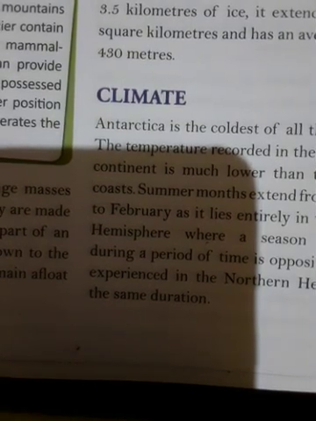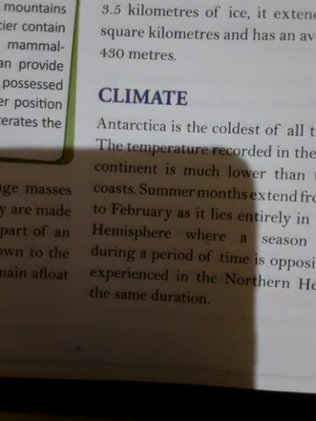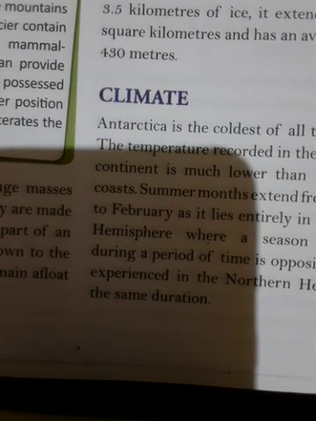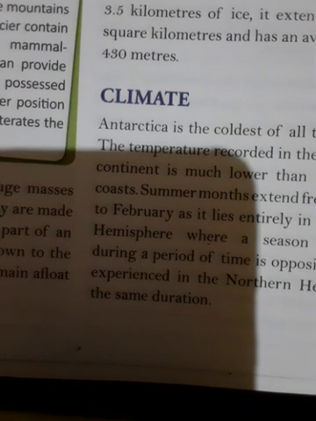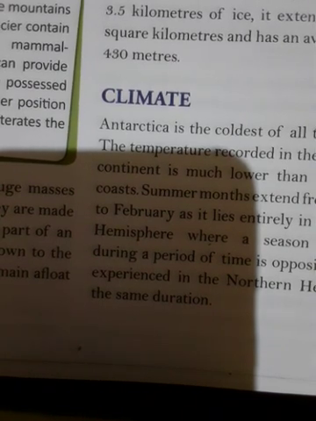Children, take out your geography book. Chapter 10, Antarctica. Today's topic, vegetation and mineral resources. Antarctica has no trees or bushes as the severe conditions do not support vegetation.